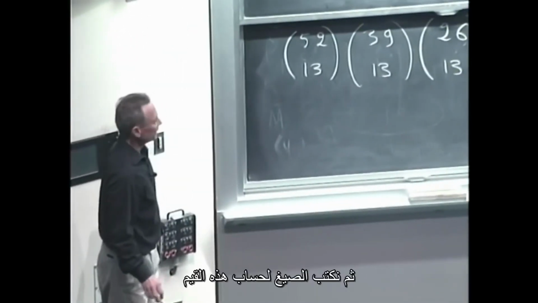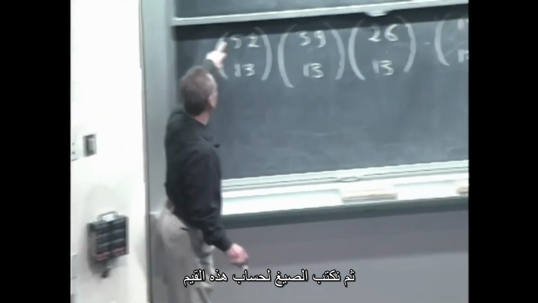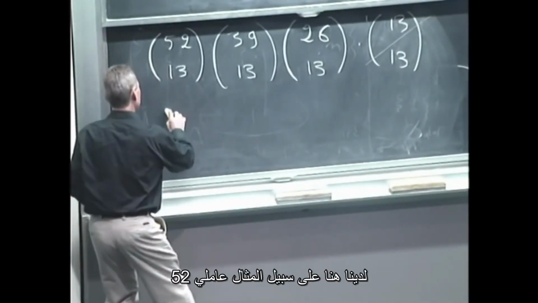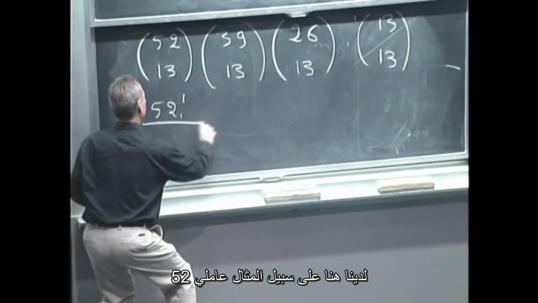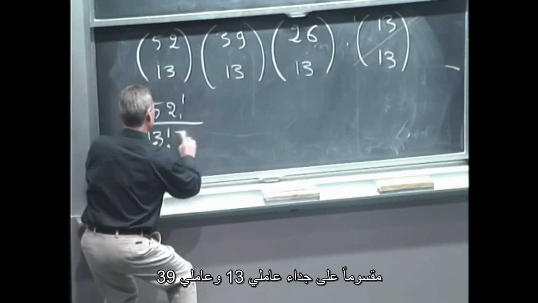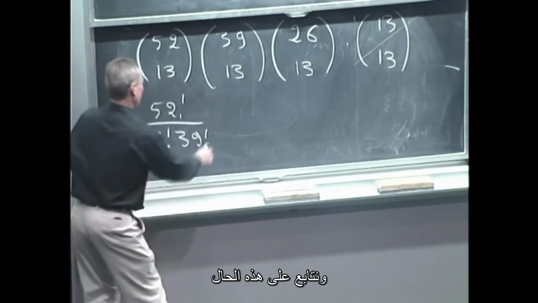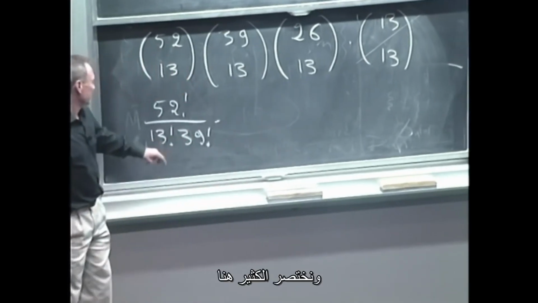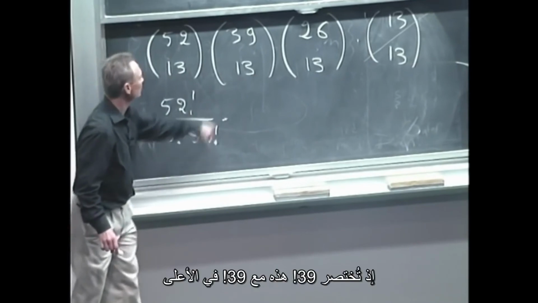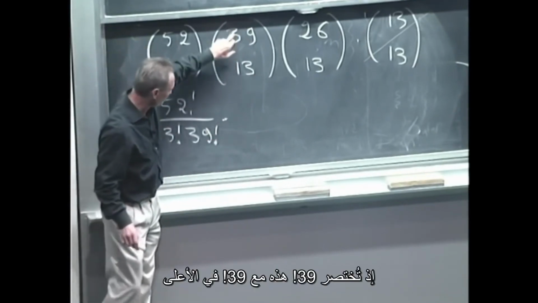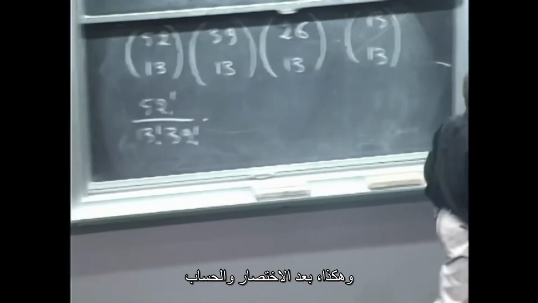All right, so next thing you do is to write down the formulas for these numbers. So for example, here you would have 52 factorial divided by 13 factorial times 39 factorial. And you continue, and then there are nice cancellations that happen. This 39 factorial is going to cancel the 39 factorial that comes from there, and so on. After you do the cancellations and all the algebra, you're left with this particular answer, which is the number of possible partitions of 52 cards into 4 players, where each player gets exactly 13 cards.